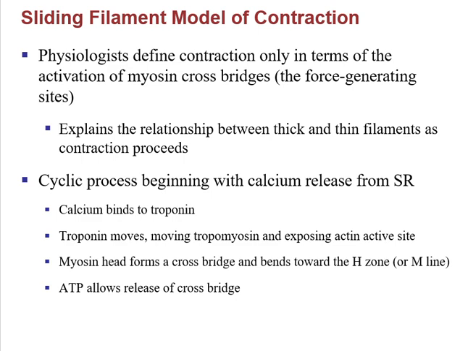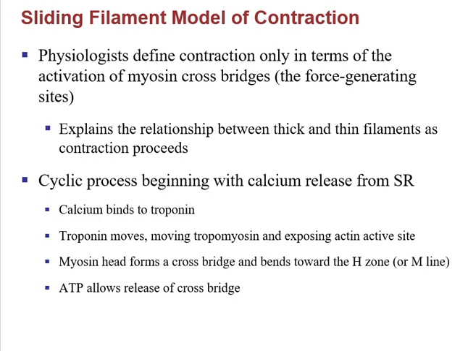What we're doing when we're talking about the sliding filament model of contraction is really just explaining the relationship between the thick and thin filaments, or the myosin and actin filaments. And it's a cyclic process. It does begin with calcium release from the sarcoplasmic reticulum, and once that binds to troponin, it moves troponin out of the way, which pulls tropomyosin, and that is going to expose the actin active sites. Once the actin active sites are exposed, the myosin heads can bind to them. That forms a cross bridge, and that initiates contraction.